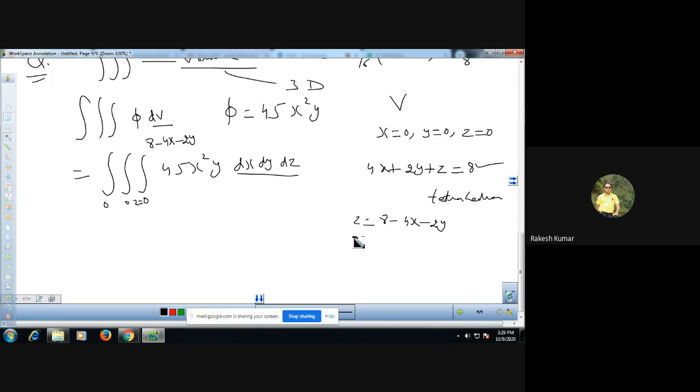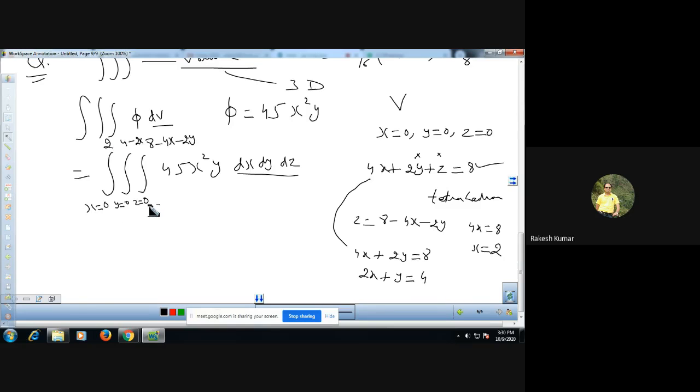Then, for finding the other two limits of x and y, we need to take z as 0. If you take z equal to 0 in this, you will have 4x plus 2y equal to 8. So 2 will be cancelled throughout, giving 2x plus y equal to 4. And from this, y will be equal to 4 minus 2x. It is very easy. So this is the limit of y. And at last, we need x. For x, we need z equal to 0 and y equal to 0. So ultimately, 4x is equal to 8 and x is equal to 2. So this is the procedure to find the limits.